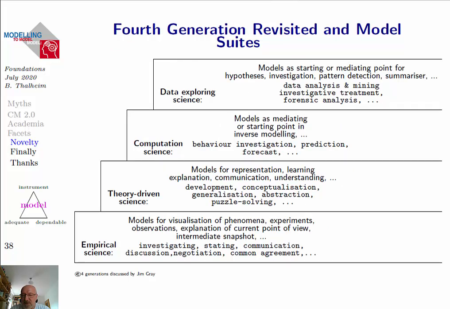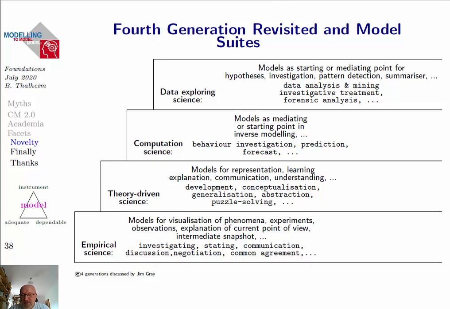Another observation we can make. Jim Gray introduced some kind of fourth generation of computer science, of science in general. I will transfer it or explain it with a slightly different revision. We have here empirical sciences, theory-driven sciences, computation sciences, and data exploring sciences. I was already using this kind of ladder. Among the sciences, of course, you never have a science or a discipline that is only tackling one of them.